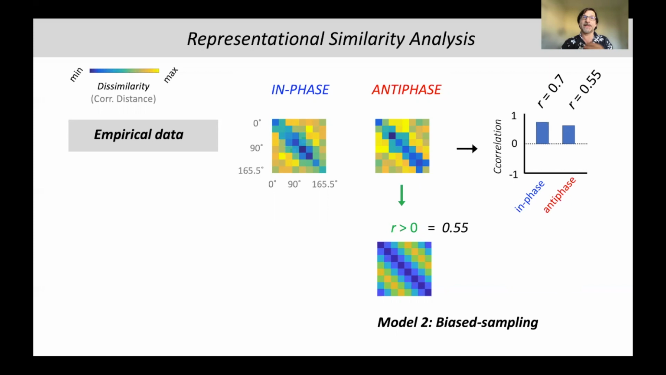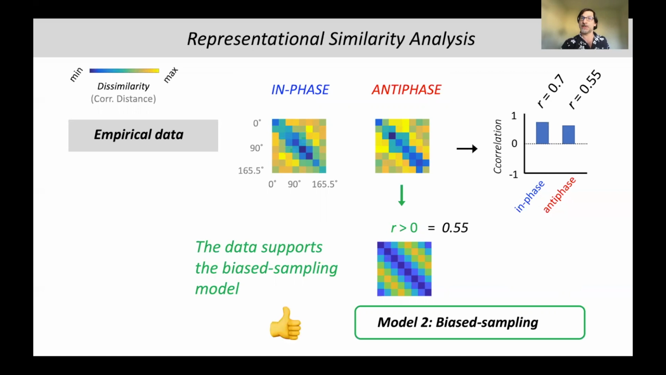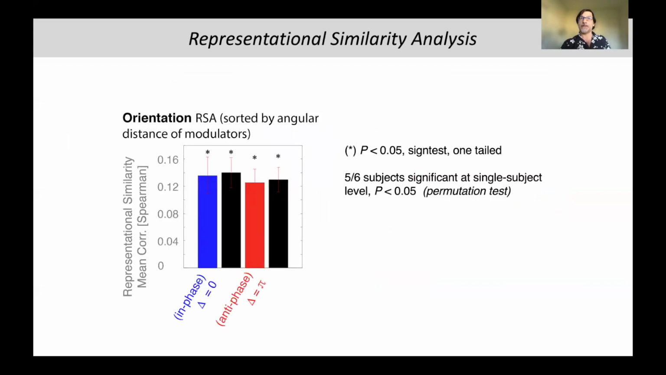Both the in-phase and antiphase conditions positively correlate with the model template reflecting grating angular disparity, which is consistent with the biased sampling model, but inconsistent with the edge effect model. It may be fairly argued that perhaps the pattern of results in our sample of subjects is heterogeneous or driven by one single subject. To rule out this possibility, we conducted RSA analysis separately treating the data for each subject.